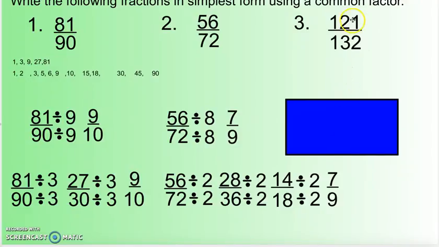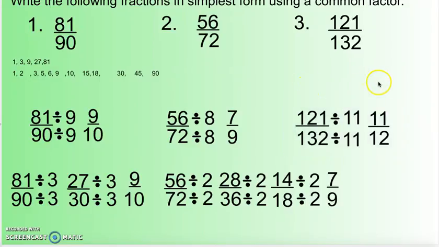Okay. How about 121/132? What number would both of them share? Those of you that said 11, nice job. If I divide both by 11, I get 11/12. And they don't share any factors except for 1. So I know this is in simplest form.